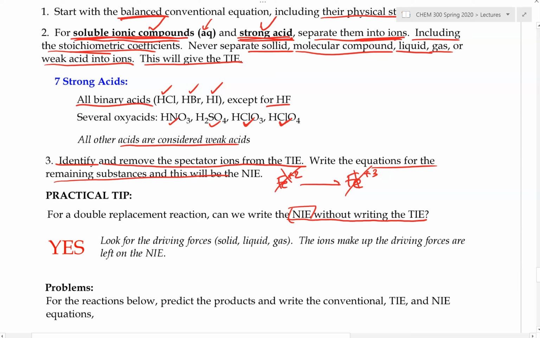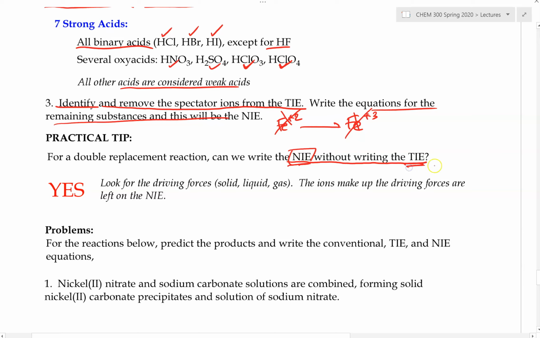But the question now is, do I have to write the TIE in order to write the NIE? And the answer is no. You don't have to write the TIE to be able to write the NIE. And here is the trick right here. So if on exams and quizzes, we simply ask you to write the NIE for this equation, and we're not asking for the TIE, then don't spend your time writing the TIE, because that will not help you answer your question quickly, right?